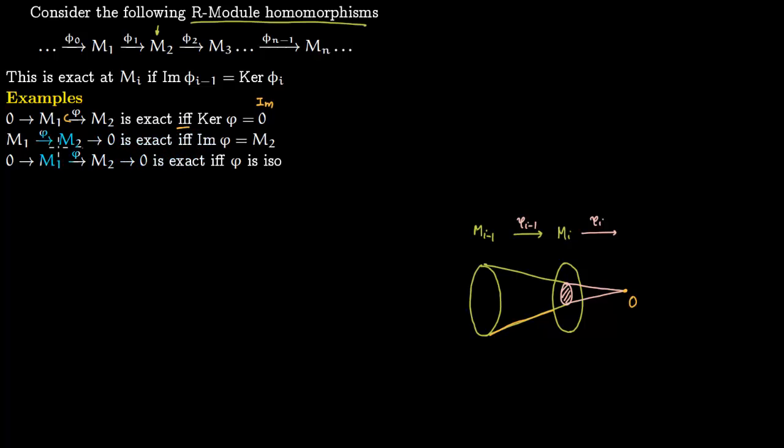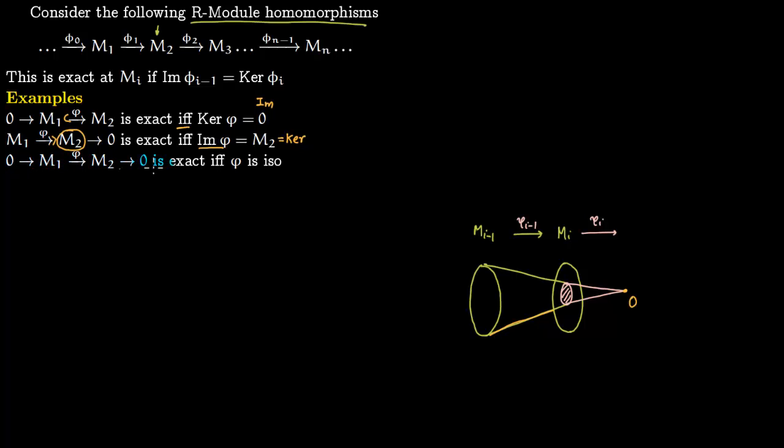Now the second example is, you have this map like this. So this is exact if and only if the image of varphi is equal to M2. So the image of varphi is equal to the kernel, but here the entire M2 is getting mapped to 0. So this entire thing is the kernel. So the image of phi is equal to M2. So that means this map is onto. So every time you see 0 coming on the right side for exact maps, you make this map onto.